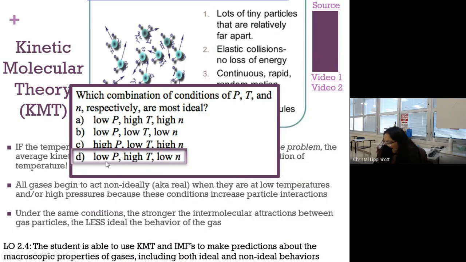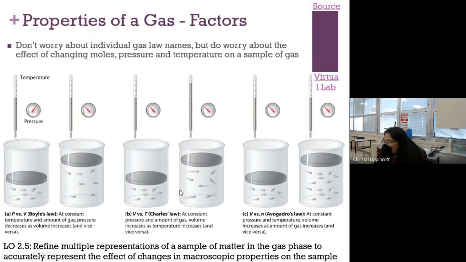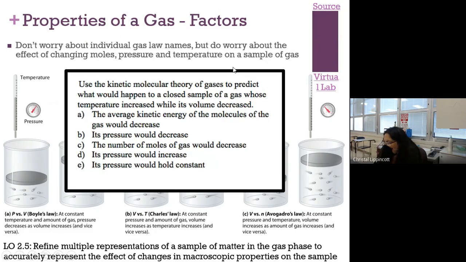So low pressure though, high temperature, because remember, at low temperature, they're going to slow down and start to get together. Okay? All right. Gases, factors here. Don't worry about individual gas law names, but do worry about the effect of changing moles, pressure, and temperature on the sample of gas. Okay?